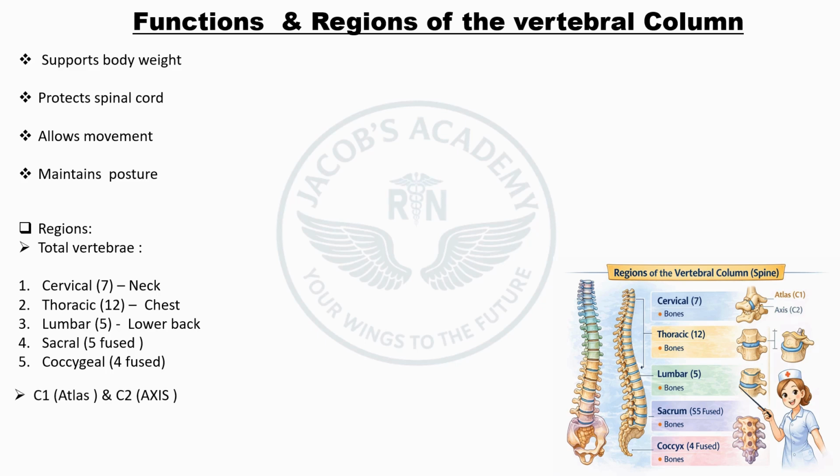Now an important exam point here. The first cervical vertebra is C1. It's called the atlas and it supports the skull. The second cervical vertebra is C2, called the axis, and it allows rotation of the head. For the nurses, understanding this region is very important when caring for patients with spinal cord injuries, back pain, posture problems or mobility issues.